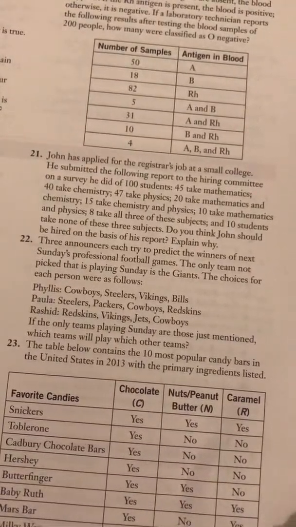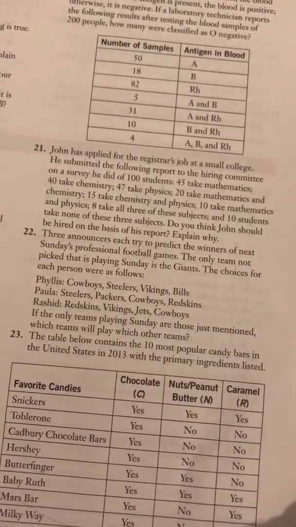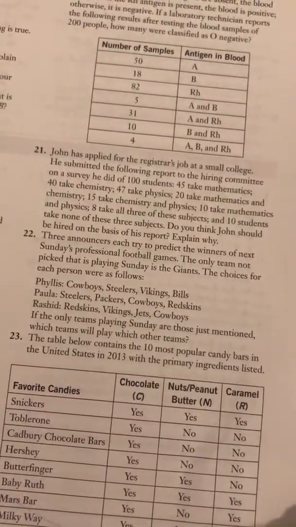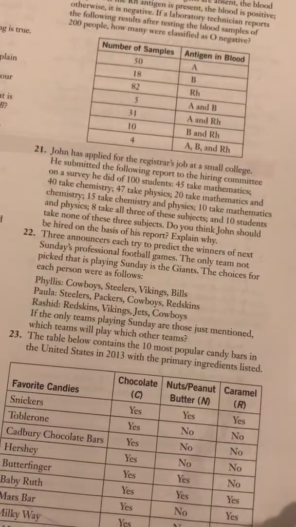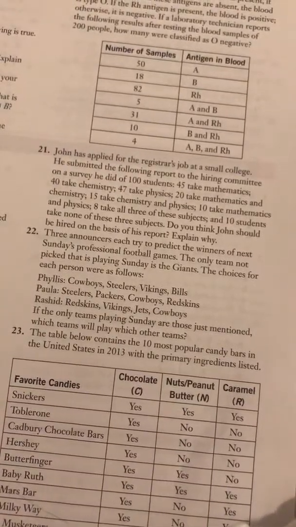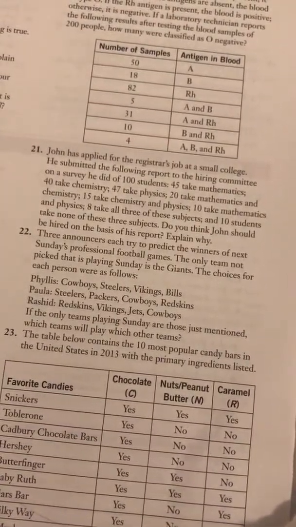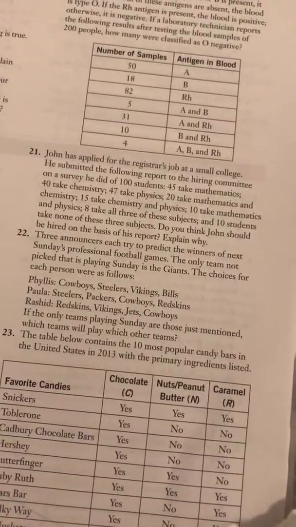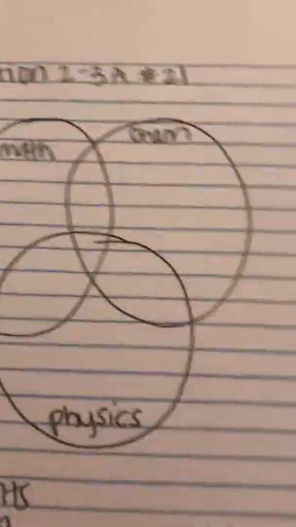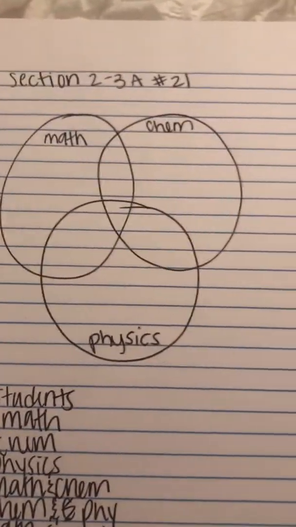45 take mathematics, 40 take chemistry, 47 take physics, 20 take mathematics and chemistry, 15 take chemistry and physics, 10 take mathematics and physics, 8 take all 3 of these subjects, and 10 students take none of these 3 subjects. Do you think John should be hired on the basis of his report? Explain why. First thing we're going to do to solve this problem is create a diagram.